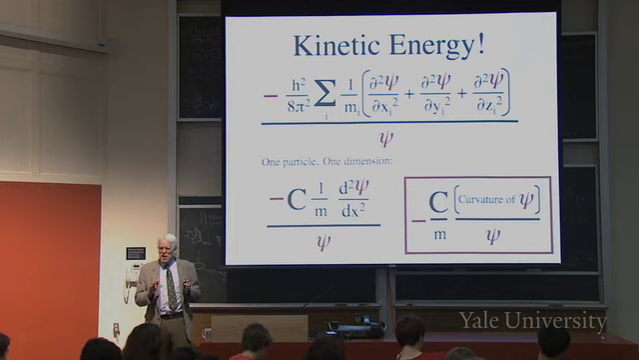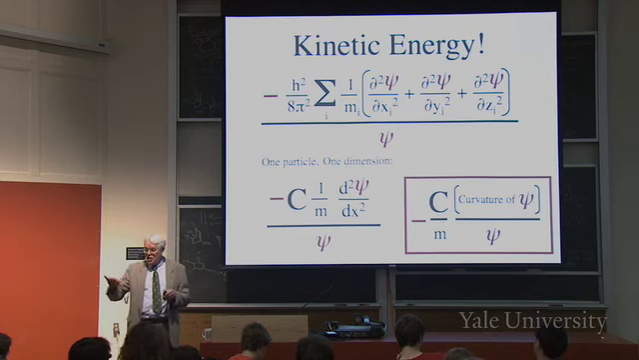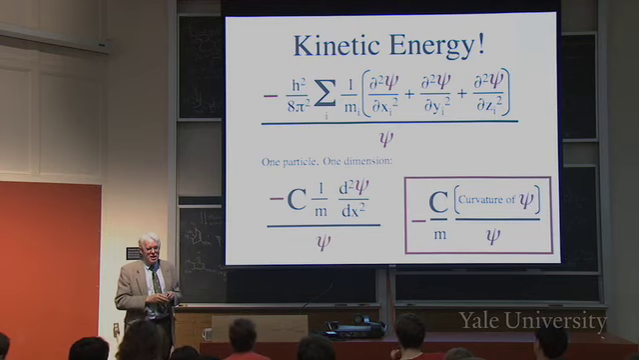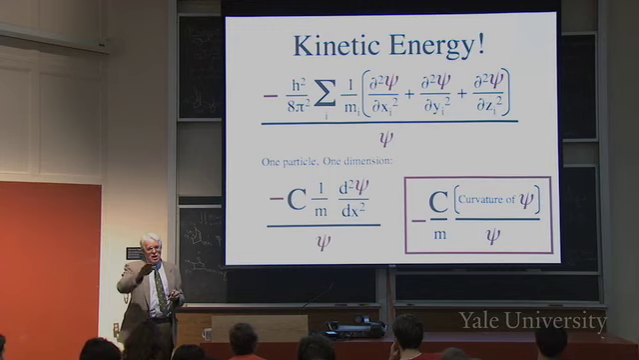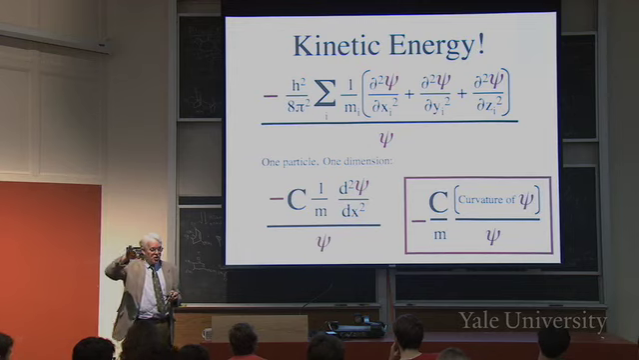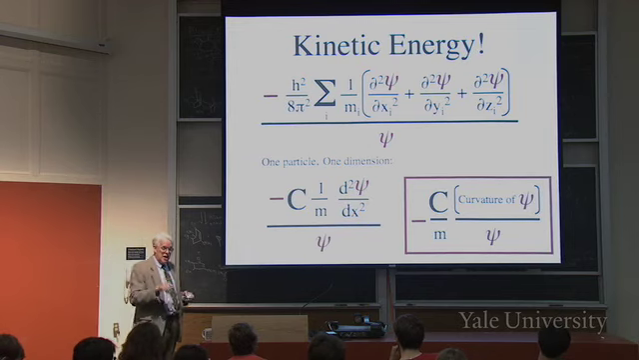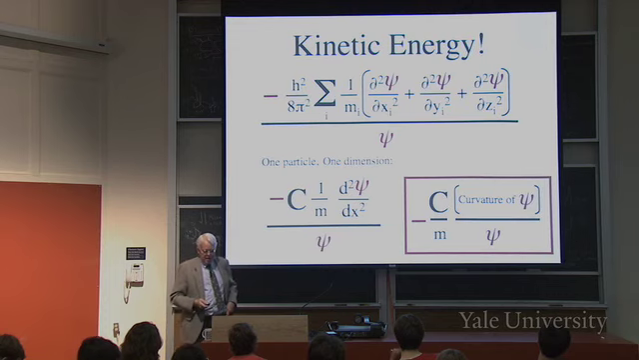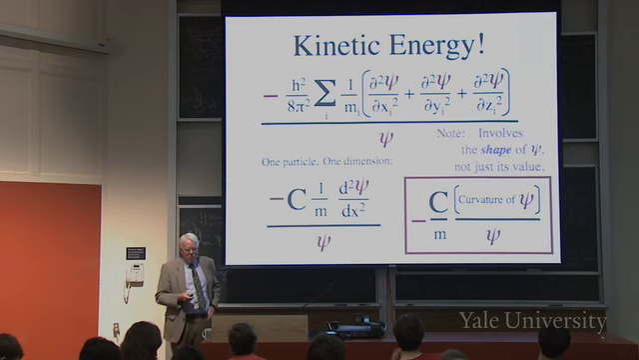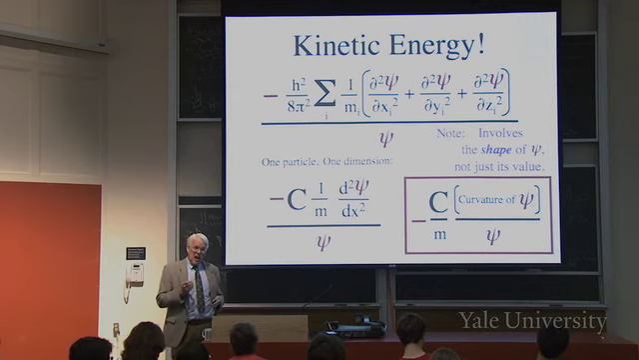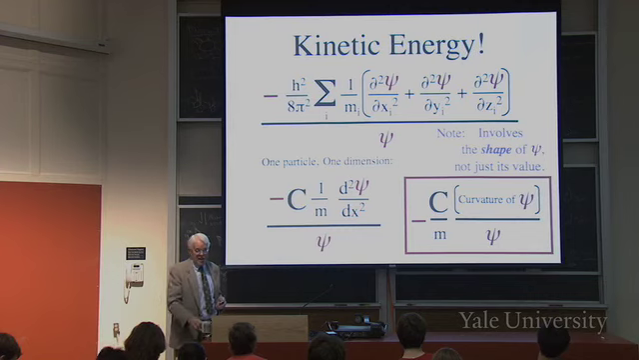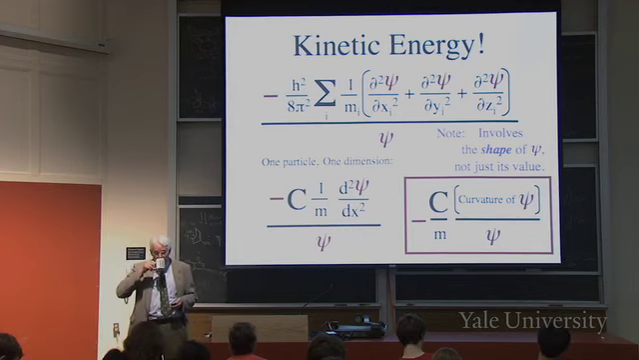Does everybody know that the second derivative is the curvature of a function, right? What's the first derivative? Slope, and the second derivative is how curved it is. It could be curving down, that's negative curvature, or curving up, that's positive curvature. So it can be positive, and it can be 0 if the line is straight. Okay, so note that the kinetic energy involves the shape of psi, how curved it is, not just what the value of psi is, although it involves that too.